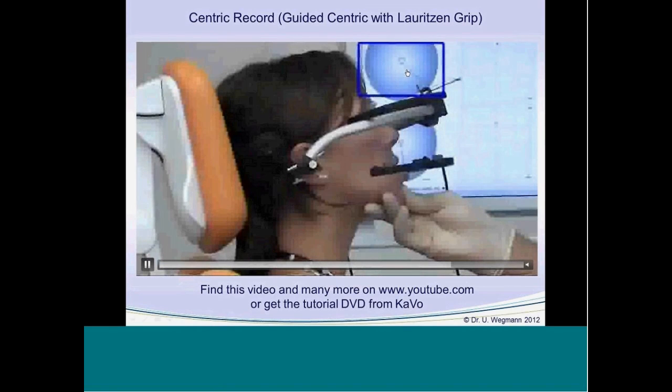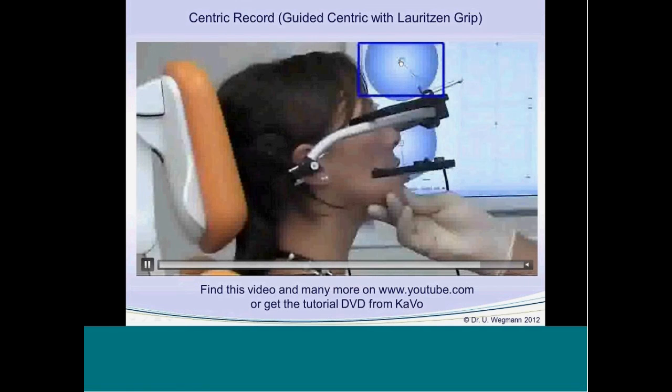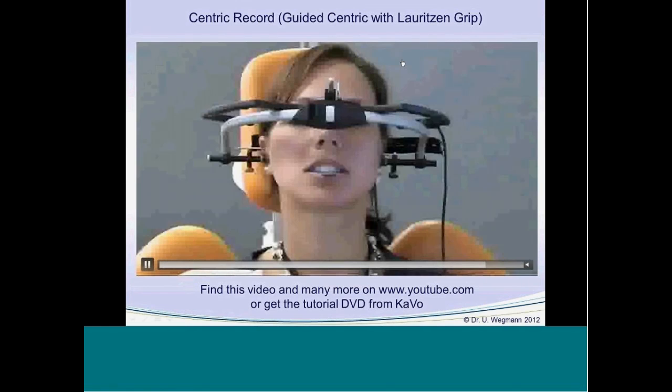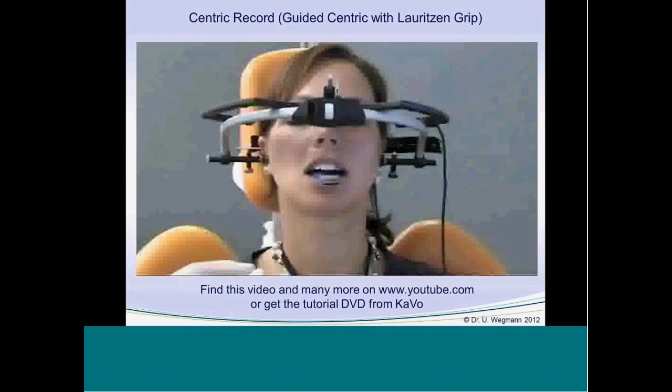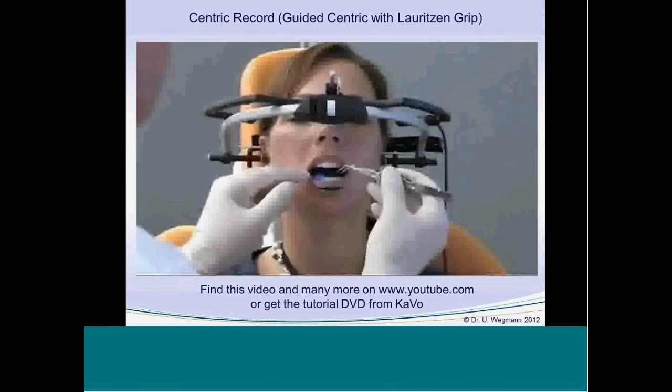You can see a red cross, and this red cross must match the green ring here, and we hold the patient in this position until the registration material has set. We can remove it and send this registration, this Centric Record, into our lab.